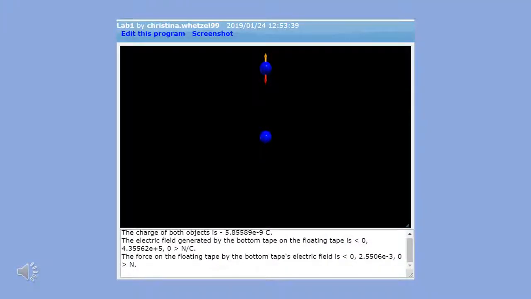This is the model that the code on the previous slide creates. As you can see, the two tapes are modeled as two spheres, point charges, the downwards red arrow representing the force of gravity, and the upwards orange arrow representing the electric force from the bottom tape onto the top tape. You can also see that the program has calculated the charge as negative 5.85 times 10 to the negative 9th, which is the same as what we hand calculated.